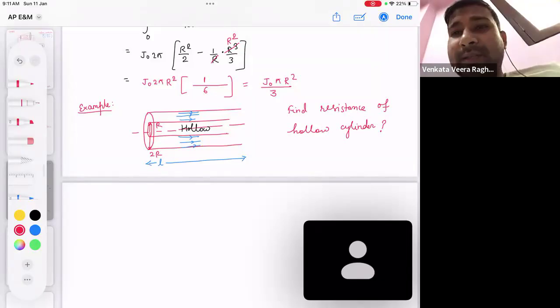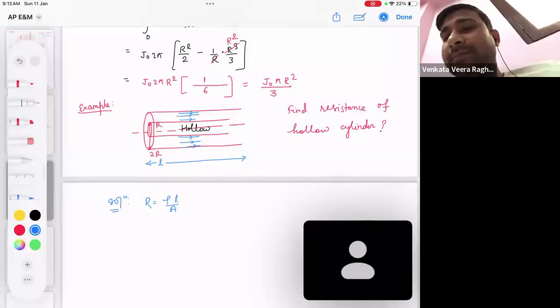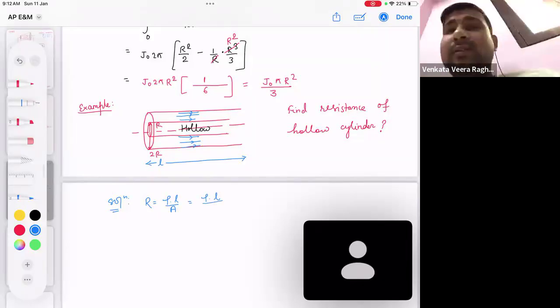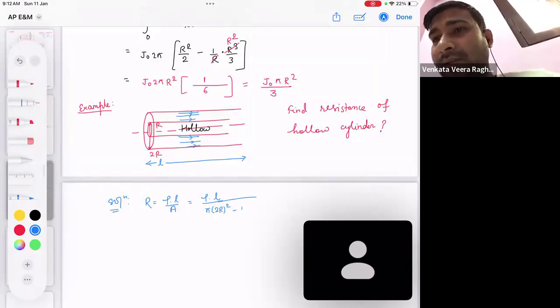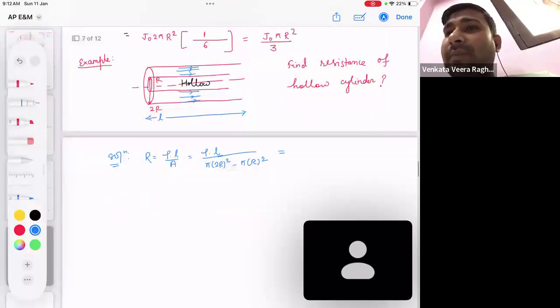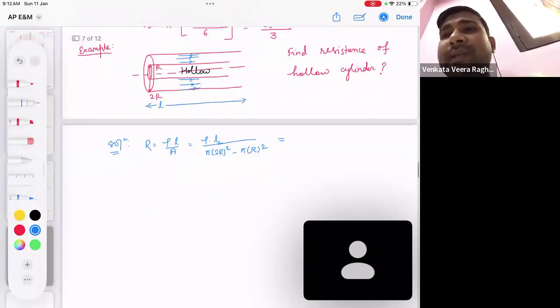Resistance of this hollow cylinder can be written as rho L by A, isn't it? The rho, no problem. Length of conductor also no problem. But when we write area here, area means the cross section through which the current is flowing. Here the middle portion is hollow. So current is flowing through what cross section area? Pi into 2r square minus pi into r square, isn't it? Because that pi r square area is hollow, there is no current flowing through that one. Understood? So that's why that area we have subtracted here.